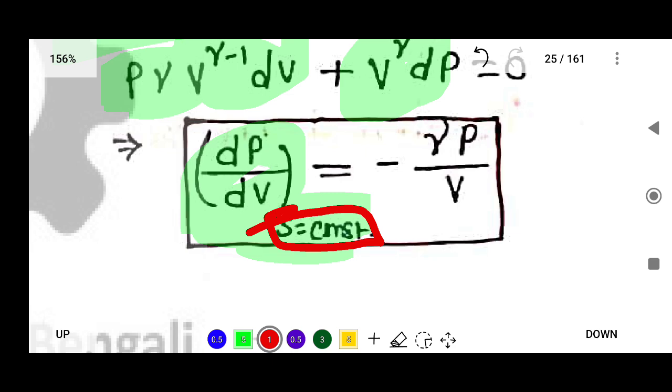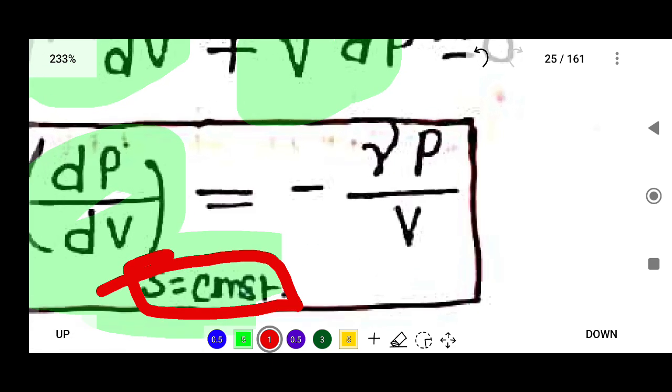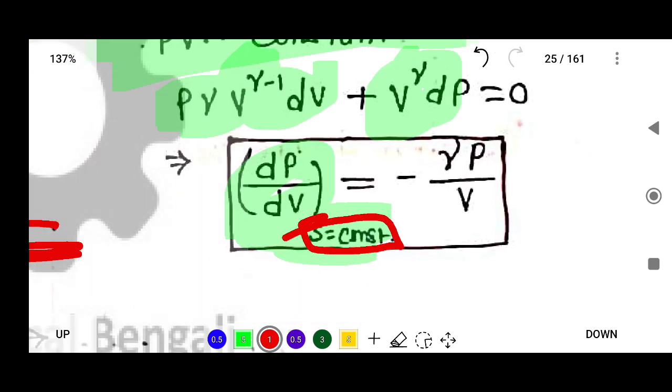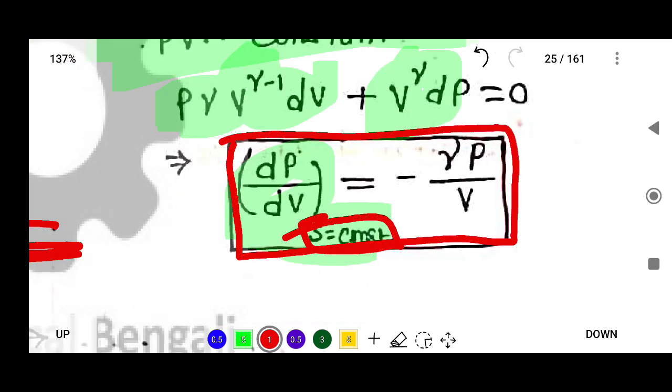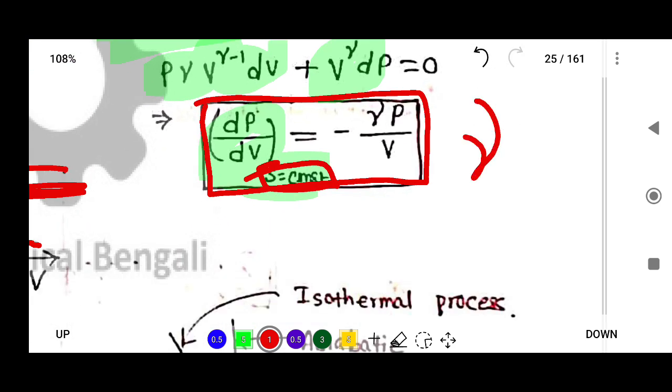So dP by dV for an adiabatic process is equal to minus gamma times P by V. So here this is minus gamma times P by V. Gamma, we know that gamma is equal to 1.4.